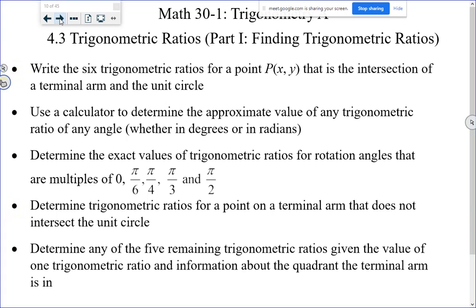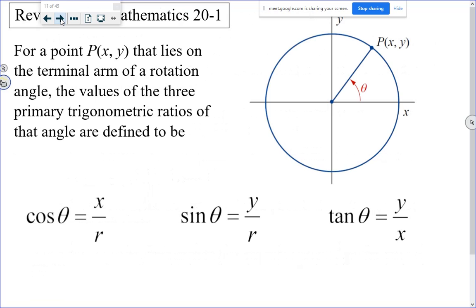And then finally, if I give you one of the 6 trigonometric ratios and I give you enough information, what are the other 5 trigonometric ratios? So I give you one of 6, you have to be able to find the other 5. And this looks like a boatload of information, but really the principles behind all of it are fairly straightforward. I do need to review something from Math 20-1 though.